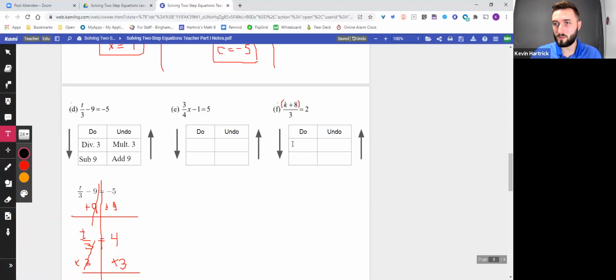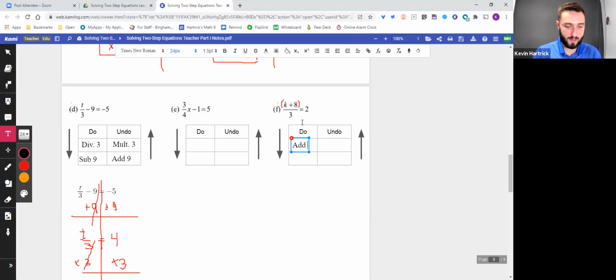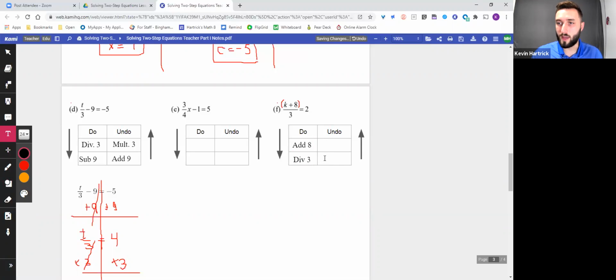So first thing that's happening to this whole thing is actually the k plus 8, because that is grouped together first. Remember, parentheses come first. So this is grouped together first, which means the add 8 is actually the first thing that's happening to the k. Then after that, the divide by 3. Remember, fraction bar means divide. So to undo that, the first step I'm going to have to do is multiply by 3. And the second step I'm going to have to do is subtract by 8.